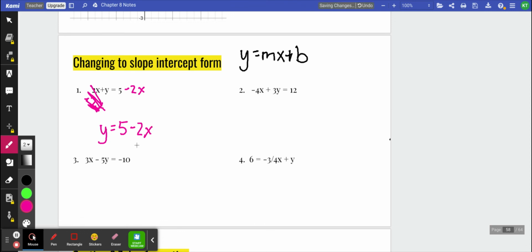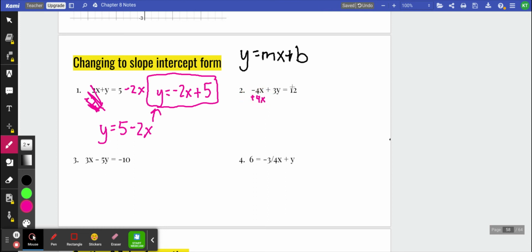Now, that's completely fine to leave your answer like this. However, an answer key will just put the x term first, right? Negative 2x and a positive 5 for the intercept. Here's what the answer key would have. Either one is okay. Right, number 2, we're going to have an extra step here.